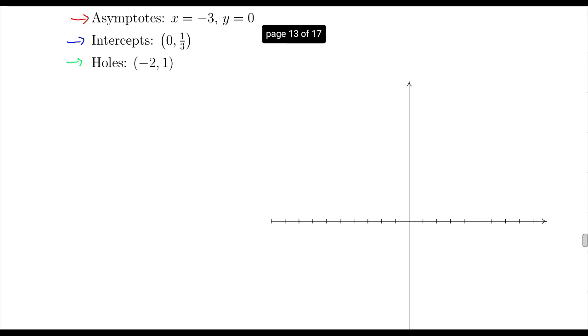Okay, I know I have a vertical asymptote when x is -3, so that would be here. Try to draw this decently. And I have a horizontal asymptote when y is equal to 0. That's just going to be the x-axis. All right, so these are going to serve as boundaries.